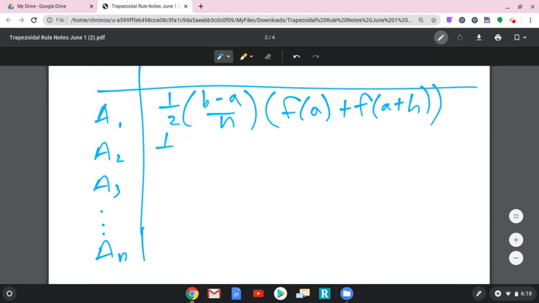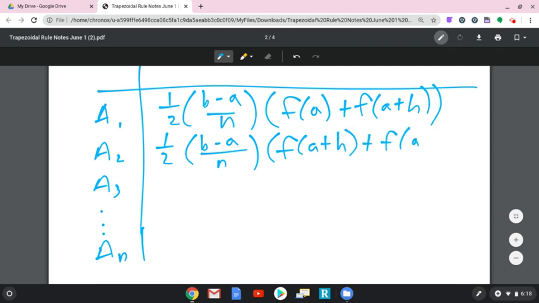Now in area 2, you start where you landed, f of a plus h, and now I'm going to add another h. I'm adding another height, so then you're going to have plus the function's value at a plus 2h. For my third one, it's the same concept, guys.